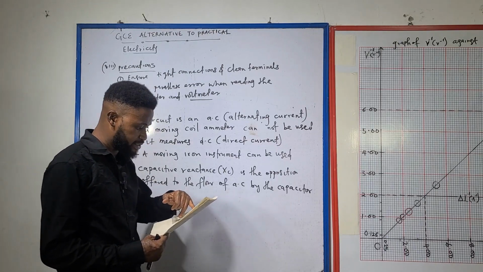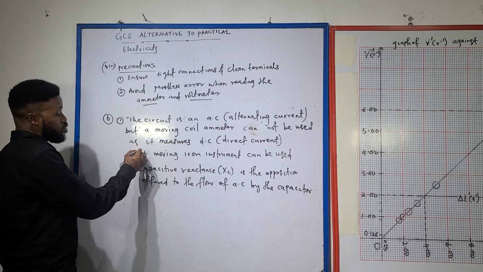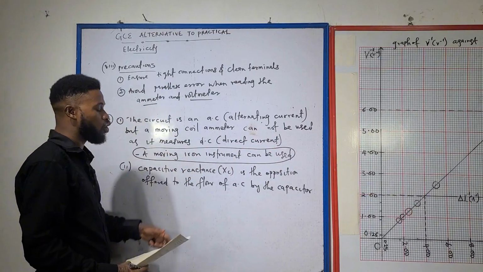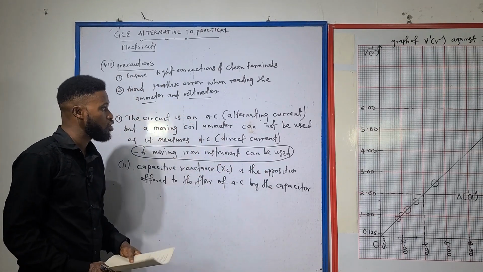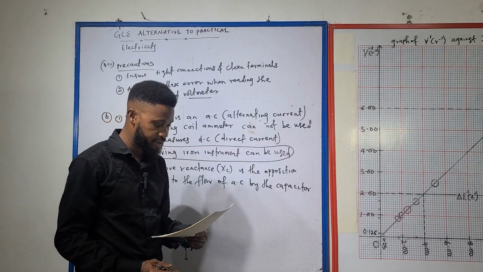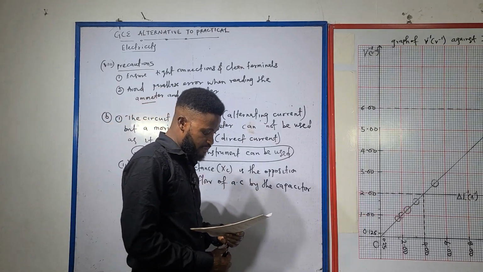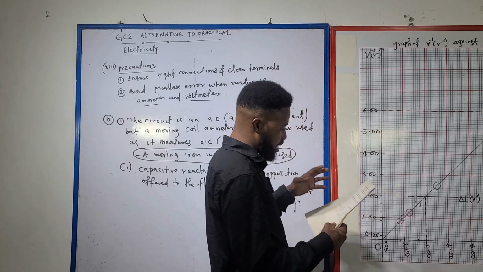Also, we were told to suggest one type of ammeter that could be used. One type of ammeter that can be used for this experiment is a moving iron, not a moving coil. A moving iron instrument can be used to measure alternating current. So that is B1. Then for B2, we're told to define capacitive reactance, as you can see on your screen, and to write down an expression for the reactance of the circuit used for this experiment.